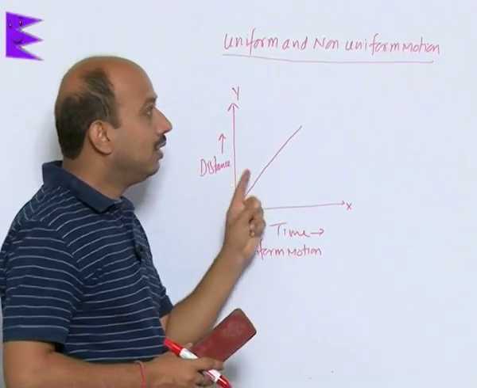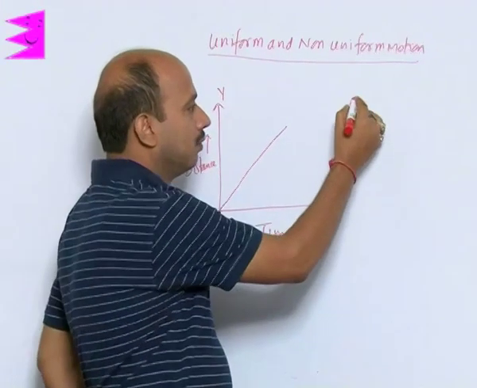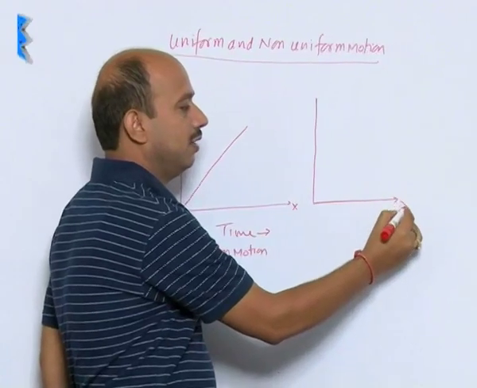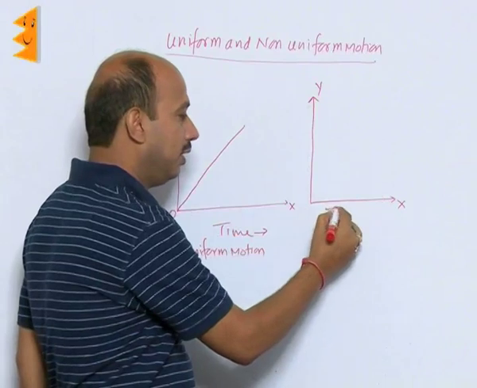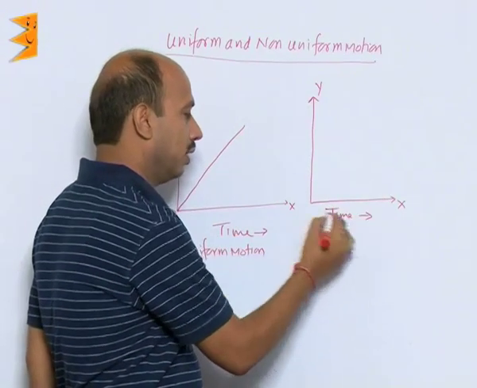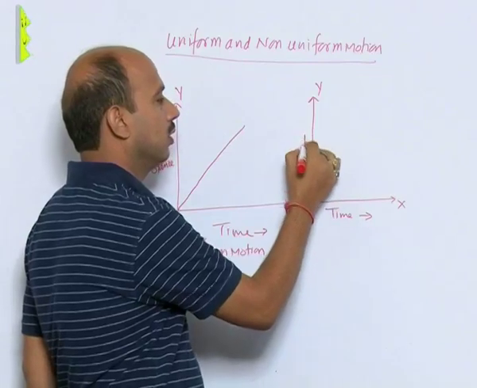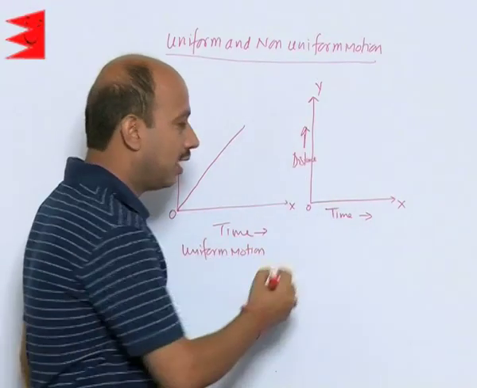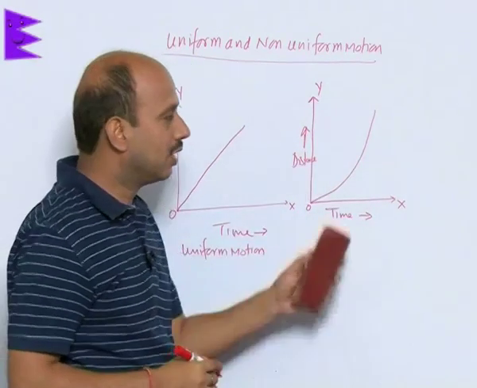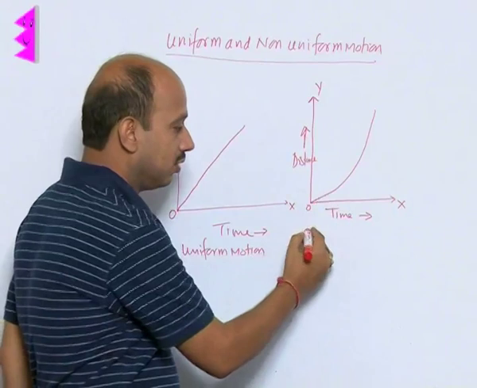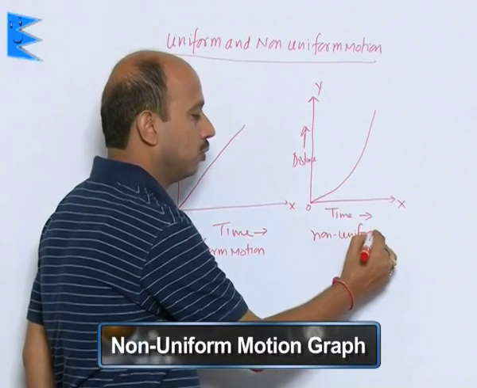Now, we will take another graph for non-uniform motion. Suppose you have taken a graph like this, this is the x axis, this is the y axis. Here you have taken time, and this is your 0, and here you have taken distance along this, and the graph is not like this. That means not like a straight line. You are getting a graph like this. This is the graphical representation for non-uniform motion.